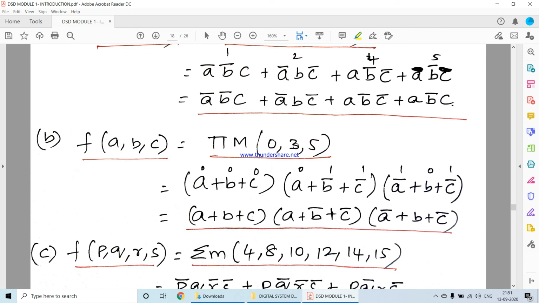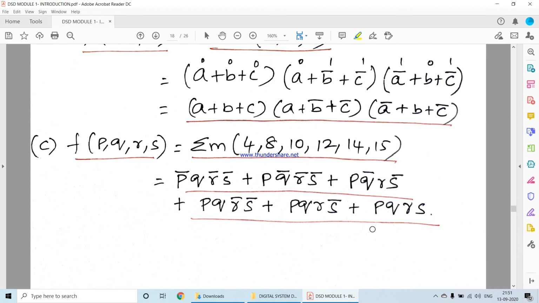Similarly 3, the binary value for 3 is 0 1 1, right? So therefore a will take 0, b bar is 1, c bar is 1. Therefore a plus b bar plus c bar. Similarly, 5 is 1 0 1. 1 is A bar, 0 is B, again 1 is C bar. Therefore, A bar plus B plus C bar. And that is the expression that you get.